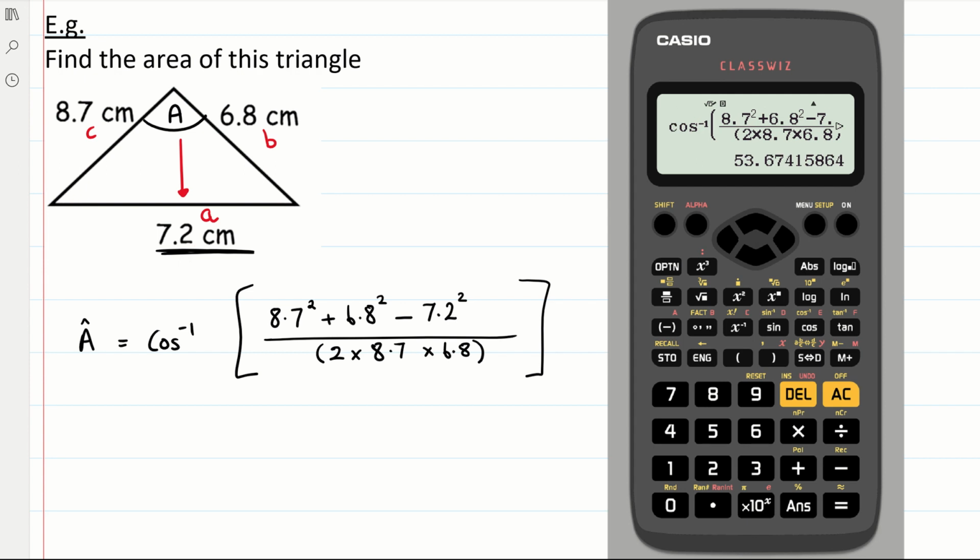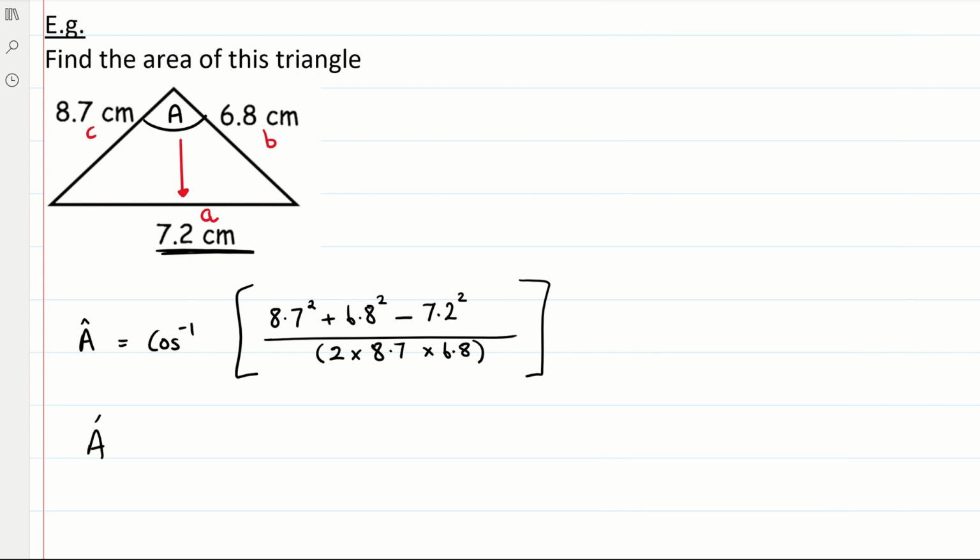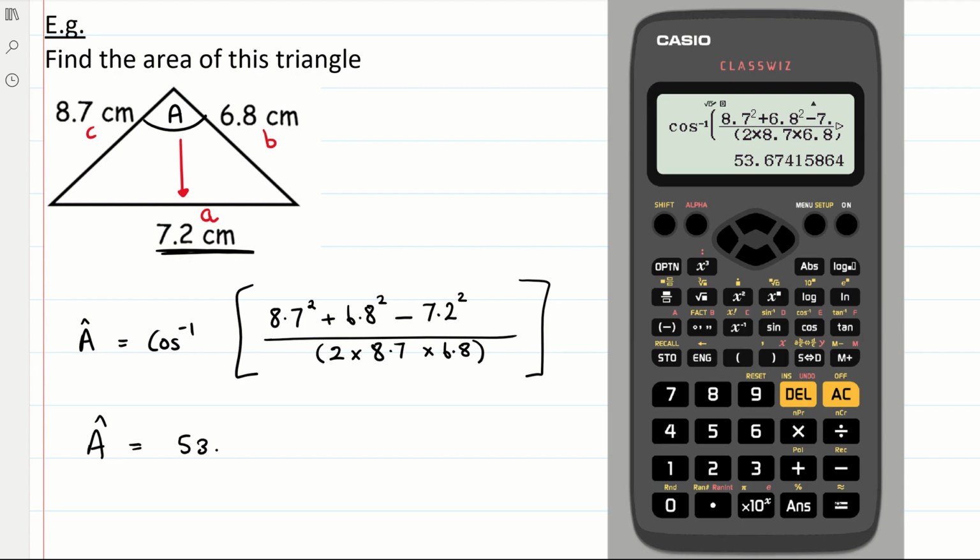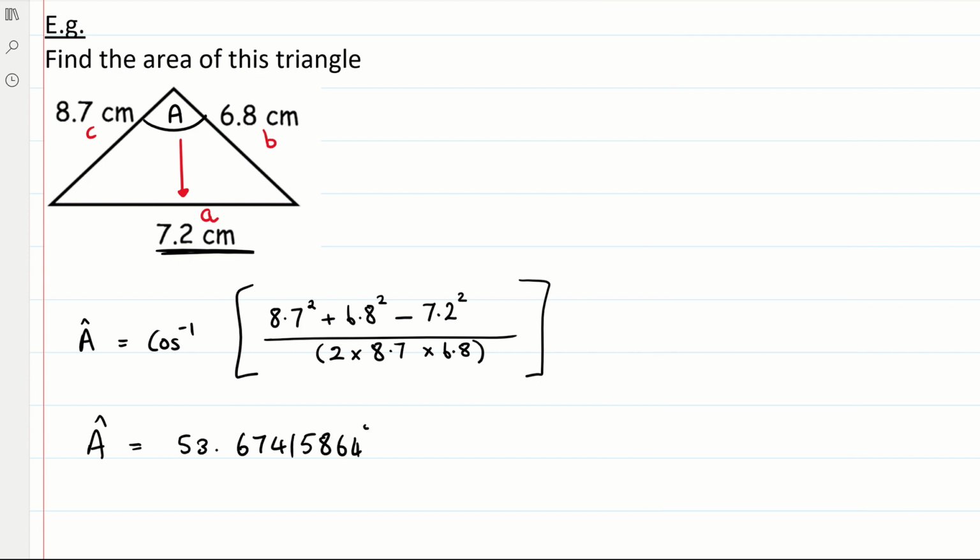I'm not going to round it at this point because it's not the final answer. So just get used to not rounding before the final answer and leave the answer on your calculator as well. I'm going to write it in full here. So A is 53.6741 and 5864. But I'm not going to round. Don't round till final answer.